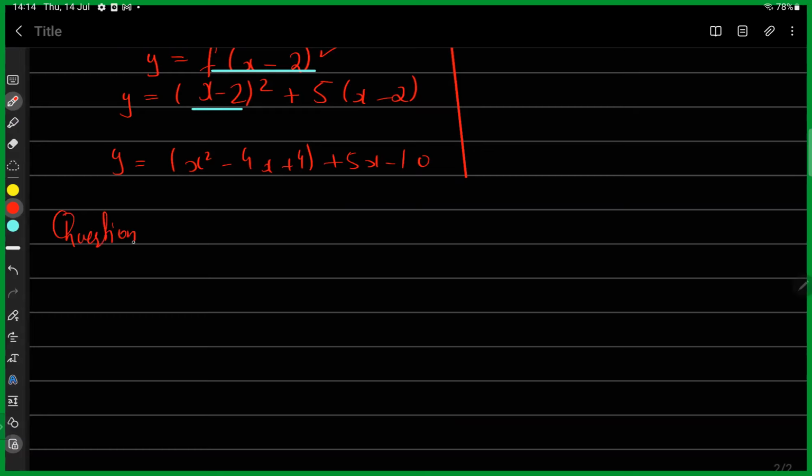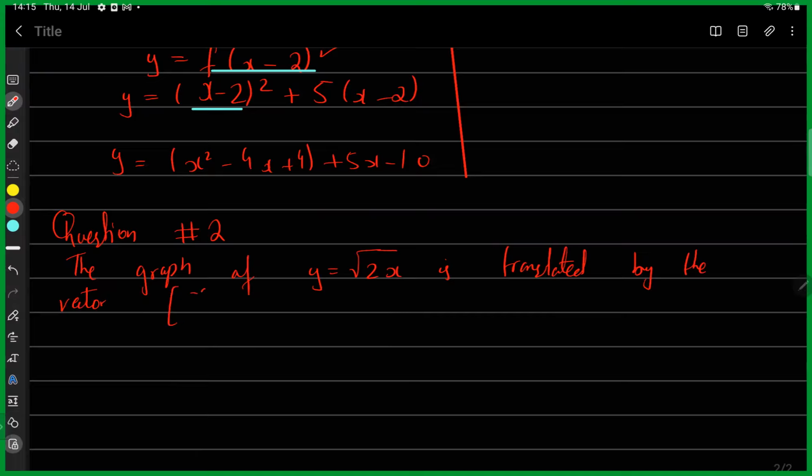Question number 2. The graph of y equals root 2x is translated by the vector, and the translation vector is given as -5 and 3. Find the equation of the resulting graph.